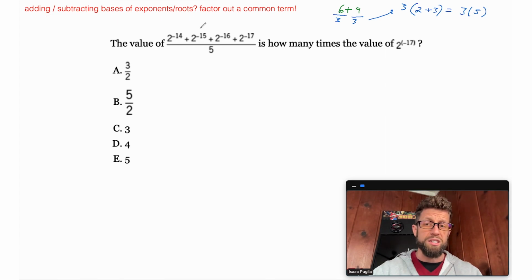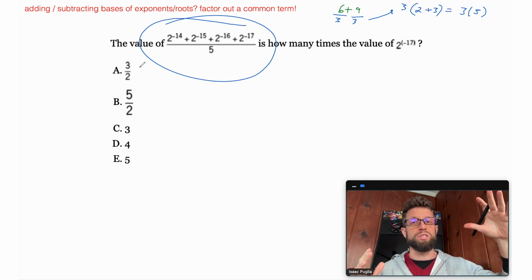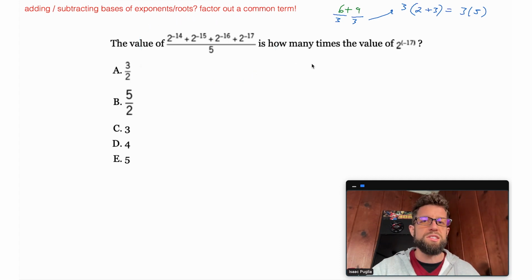Now, this is definitely not a simple or easy version of this concept, but it's still a great version of how this concept plays out across the difficulty spectrum. So this would be an example of how it plays out on a harder question. Now, there will be a nice little bonus here at the end when we dig deeper into the whole, like, why are they asking me about 2 to the negative 17th thing?